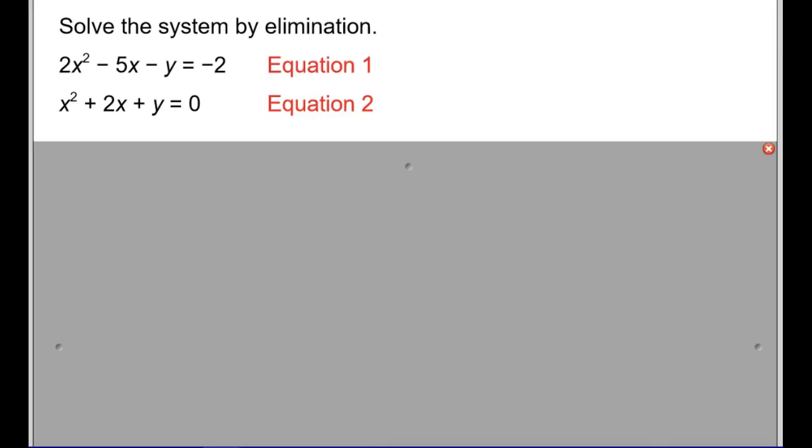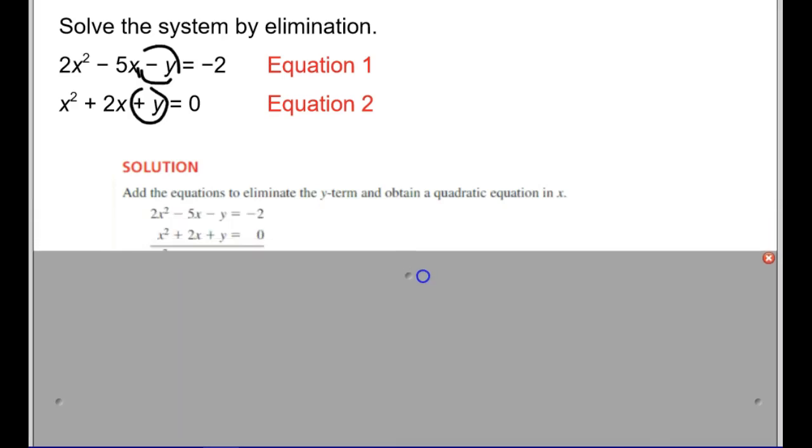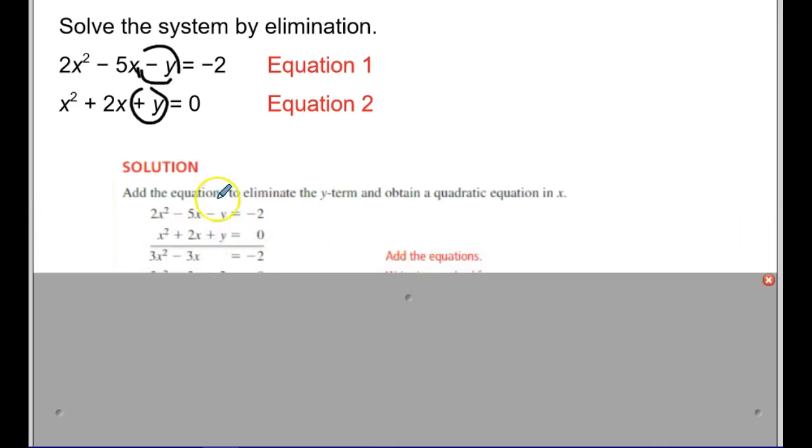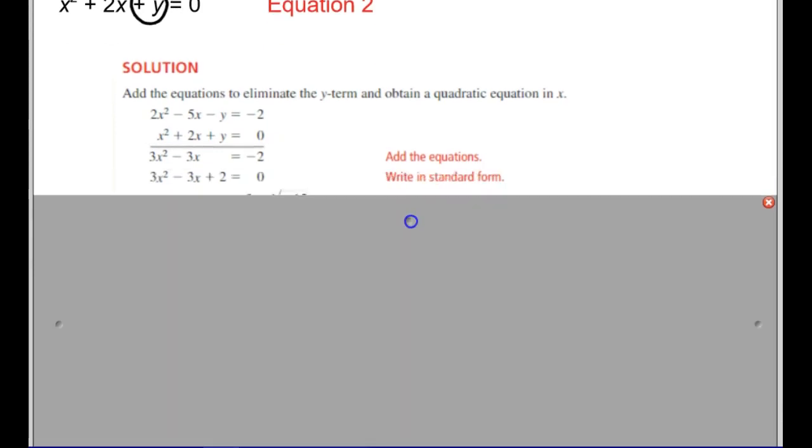So here we're going to use elimination. Okay? So we've used substitution, now we're going to use elimination. So I would like to use elimination here because I see I have a -y and a positive y, and I know that if I add these two equations together, that will cancel out. So that's exactly what I do. I add my two equations, since these two will cancel out, and I end up with 3x squared minus 3x equals -2.